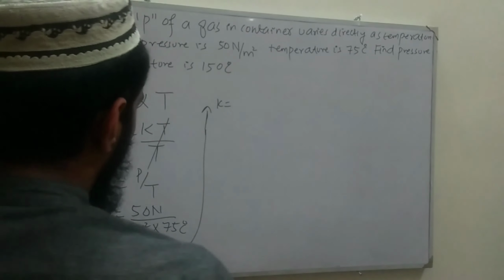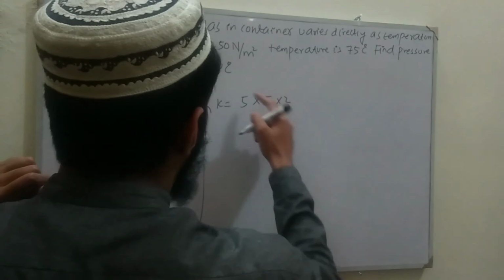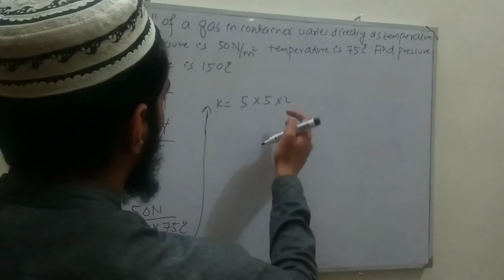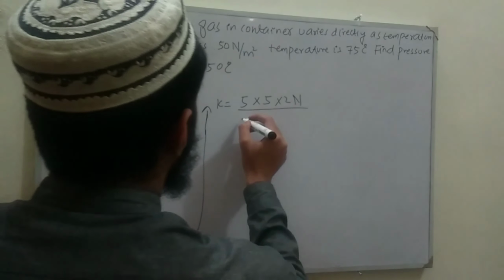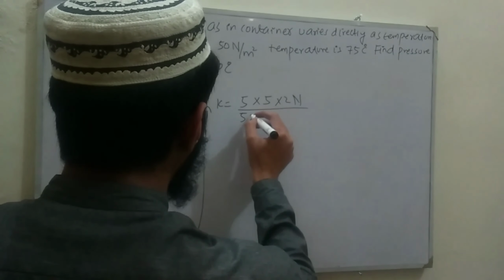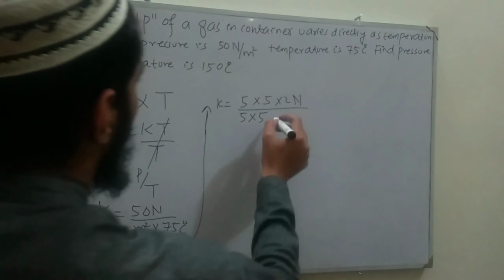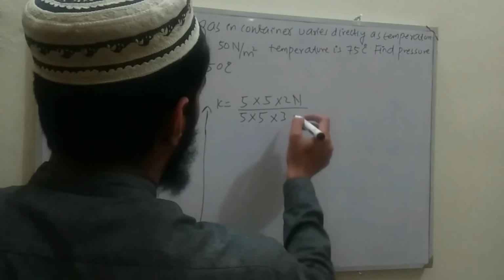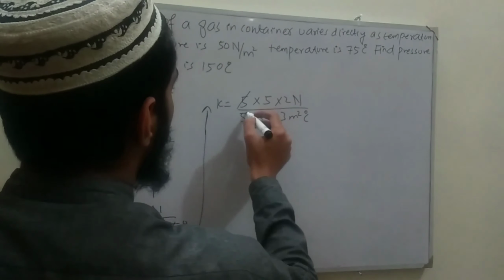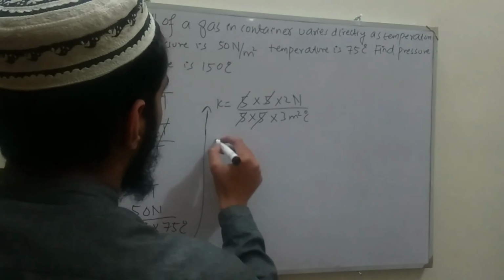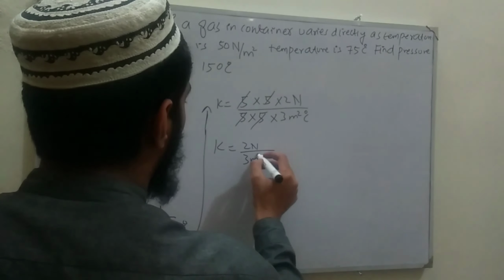So the value of K will be equal to 50, which can be written as 5 multiply 5 multiply 2. 5 multiply 5 gives us 25 and 25 multiply 2 gives us 50 Newton, divided by 75, which can be written as 5 multiply 5, giving 25, and 25 multiply 3 gives us 75 meter square degree centigrade. So this 5 will cancel out with this 5 and this 5 will cancel out with this 5. So we are left with K is equal to 2 Newton divided by 3 meter square degree centigrade.